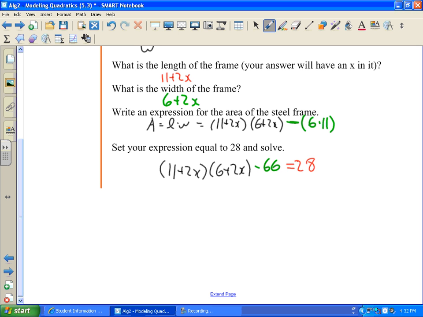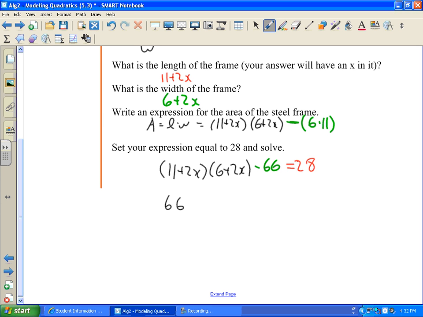Mr. Wood, I think I know how to solve this. Really? How? I'm going to multiply those two terms together. I'm going to combine like terms. I'm going to set one side equal to 0. I'm going to solve either by factoring or using the quadratic formula. Exactly. That's exactly what you're going to do. So do it. Okay.